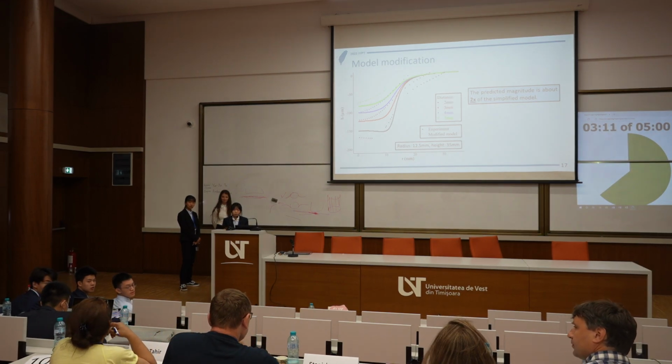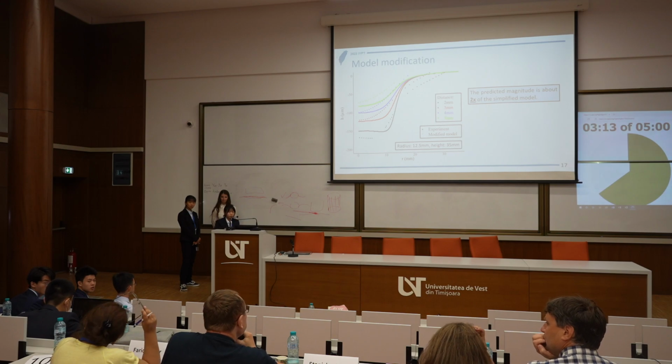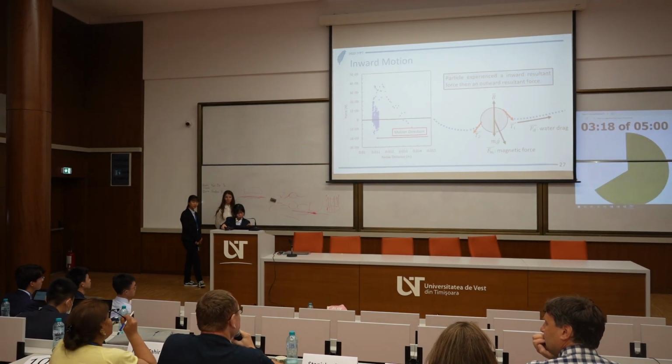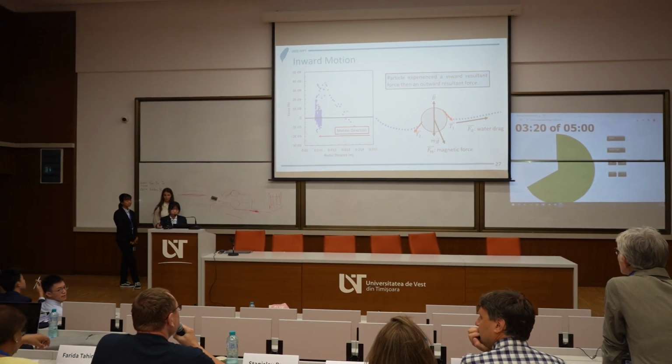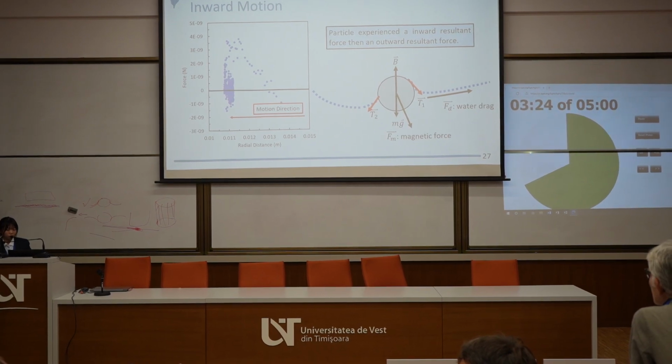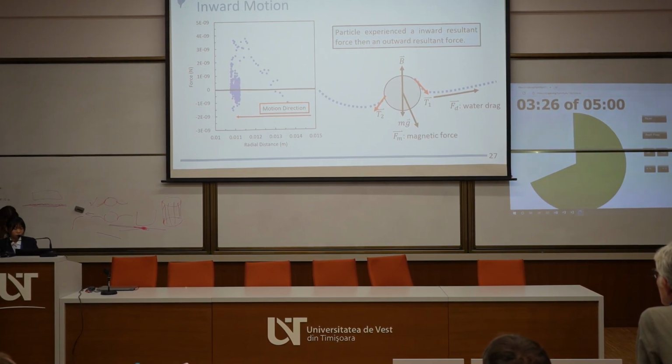I have a question for the reporter. Could you show me slide number 27? Okay. Could you explain to me why the magnetic force is not parallel to vector B, the magnetic direction? Oh, I'm sorry for the misunderstanding. The B here stands for buoyancy. Thank you.